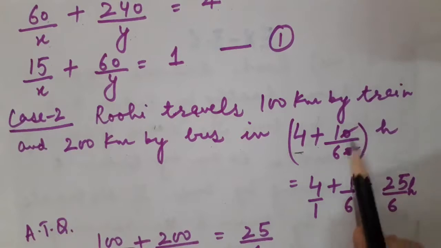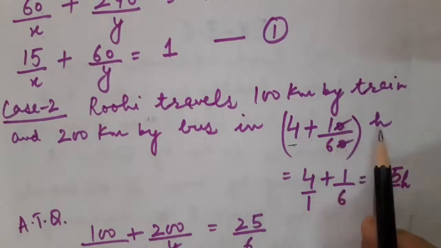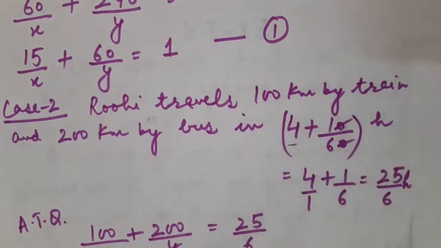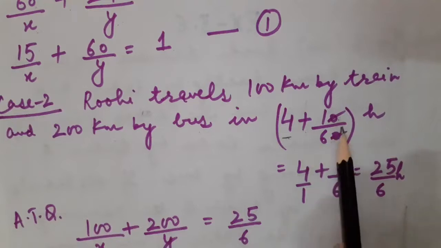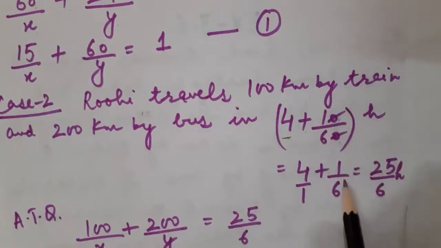Plus 10 minutes more. So I am going to convert this 10 minutes into hours. Definitely it would become 10 upon 60. 0 and 0 both are going to be cancelled. It would become 1 upon 6 hours. Because it is asked that she is going to take 10 minutes more. Fine. So hours will be added to hours. 4 hours the girl was taking in case 1, plus 1 upon 6 hours.